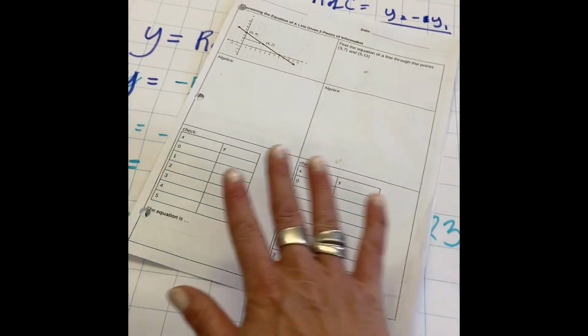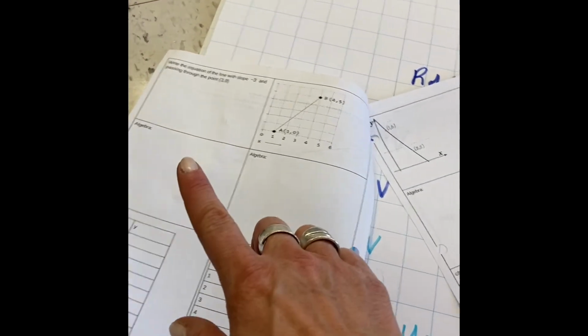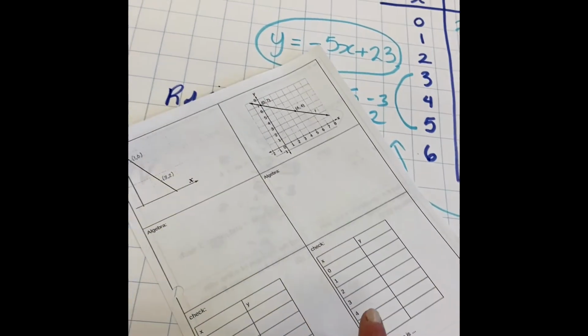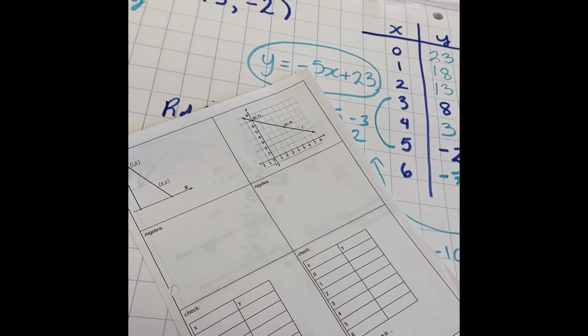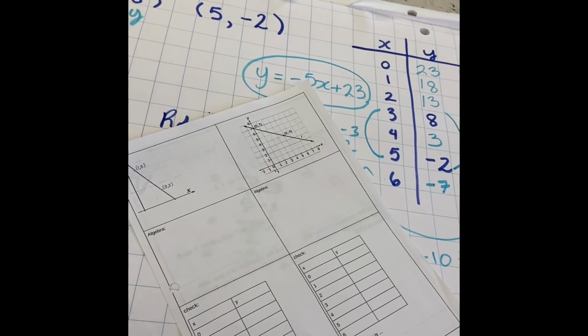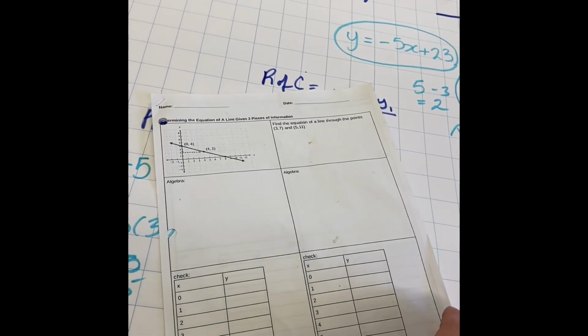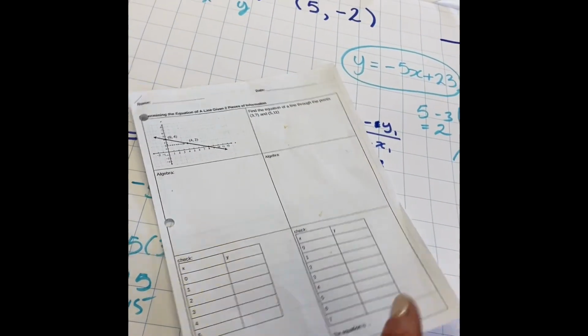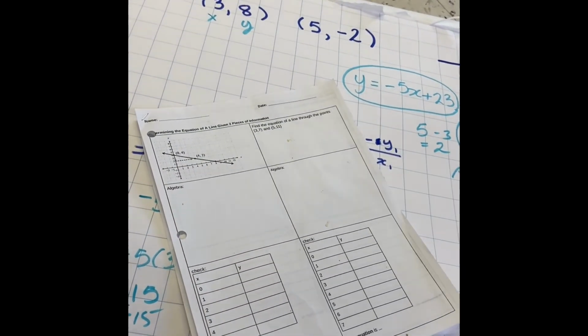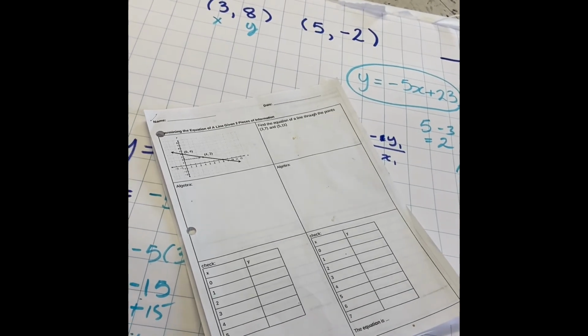Today in class, you're going to work on this page, and this page, and this page. In class, you're going to find the equation for each of the lines that you're given information for. And then tomorrow in class, we will have a little quiz based on this worksheet and the worksheet from Tuesday and the worksheet from Monday.